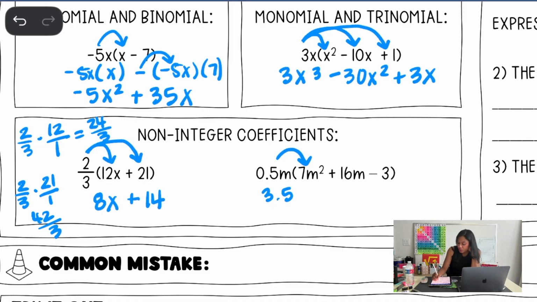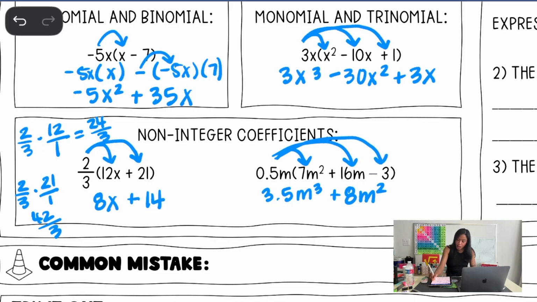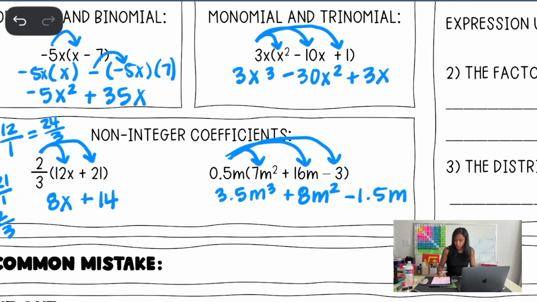So we have 3.5 because that's half of 7, and then m times m squared is m cubed. We have 0.5 times 16m, so half of 16 is going to be 8, and m times m is m squared. And then we have half m of -3. So half of negative 3 is negative 1.5, and there's no other factors of m to multiply. So that is that in expanded form. Perfect.